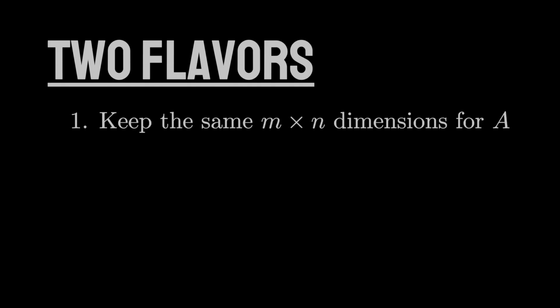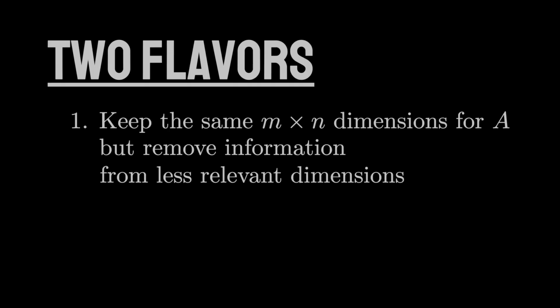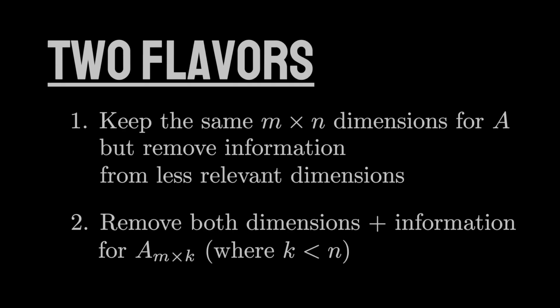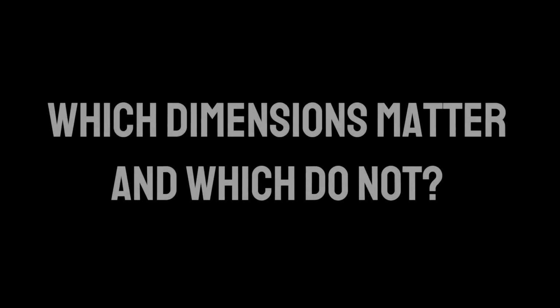The first flavor is that we're just going to remove the information that's contained within the higher dimensions of our matrix that don't really matter that much, but we're still going to keep the same m rows and n columns shape to our matrix. But with the second flavor, we're not just going to reduce the information, we're going to actually remove dimensions that don't really matter that much, which raises the big question when doing dimensionality reduction, which is what dimensions matter and how do we figure out which dimensions matter.